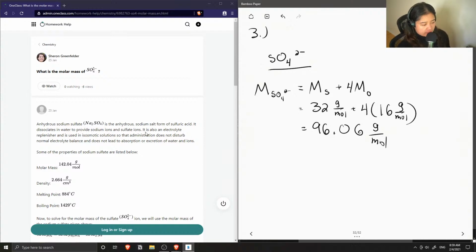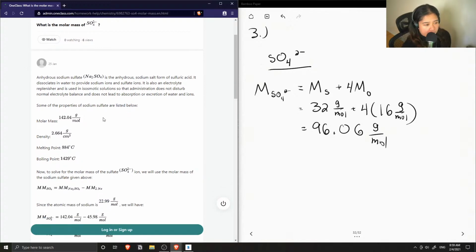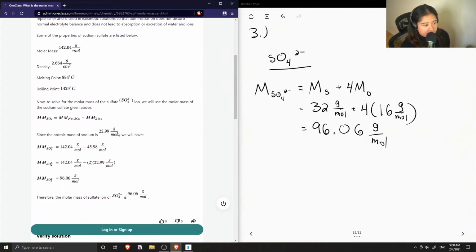Okay, so now let's see what the junior tutor said. Anhydrous sodium sulfate is the anhydrous sodium salt form of sulfuric acid. It dissociates in water to provide sodium ions and sulfate ions. It is also an electrolyte replenisher and is used in isosmotic solutions so that administration does not disturb normal electrolyte balance and does not lead to absorption or excretion of water and ions. Okay, so they have some properties of sodium sulfate.